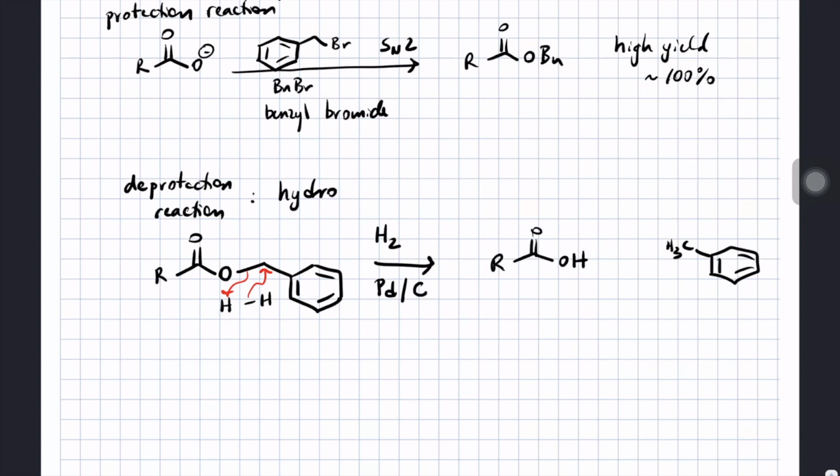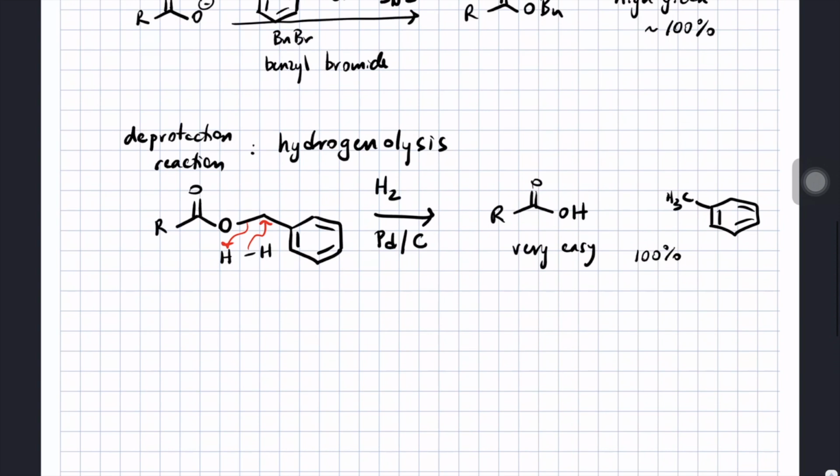So the deprotection reaction is actually called, because it involves breaking a sigma bond under palladium catalyzed hydrogenation conditions, hydrogenolysis instead of hydrogenation, because you're using it to break a sigma bond. And this is, again, very easy to do. And in practice, the yield is about 100%.